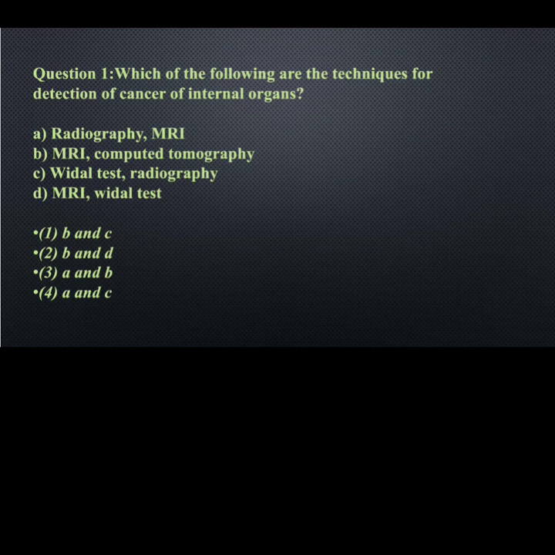So firstly, we'll see what are the definitions of these. Radiography uses X-ray to create images of internal structures, while MRI, magnetic resonance imaging, uses magnetic fields and radio waves for detailed soft tissue imaging. Next, CT, computed tomography, uses X-ray to produce cross-sectional images, highly effective for identifying tumors. Third one, vital test. It is mainly used for diagnosing typhoid fever.